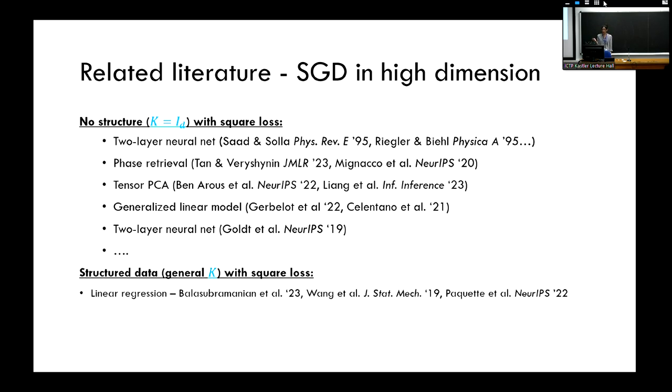But when there is a structure, then there are much fewer results. For linear regression, there are some results that also showed it for multipass SGD by my collaborators, and for the two-layer neural network, again there is a nice result by Sebastian about manifold learning. But there are still much fewer results about what happens when you have a structure in your data. So why is that? What is so hard about this case?